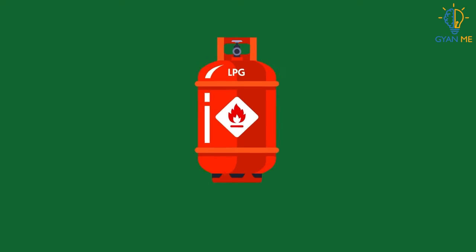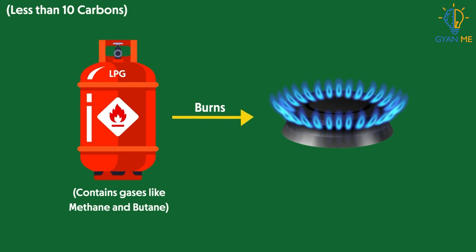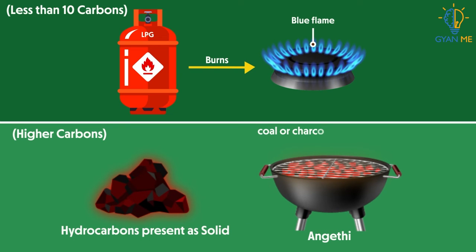And this is why LPG, which contains gases like methane and butane, burns with a blue flame, while the hydrocarbons present as solids burn with a yellow flame. And this is why coal or charcoal, which have higher hydrocarbons, do not give a flame when burnt in an angeti, or even if they produce a flame, they burn with a yellow smoky flame. In this case, they glow and give off heat, but not any kind of flame.